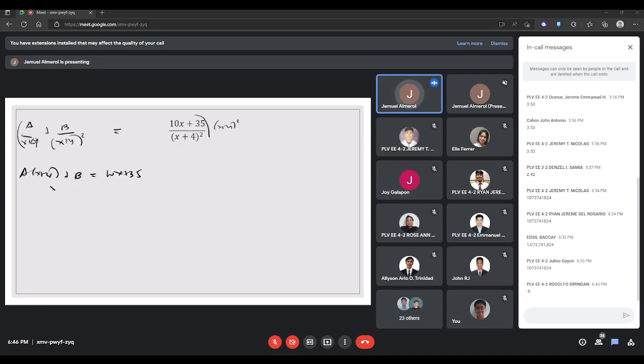So, isa lang yung root natin eh. When x equal to negative 4, this is 0. b would be equal to 10 times negative 4 plus 35. Therefore, b would be equal to negative 40 plus 35. b would be equal to negative 1. Okay? So, and then for a, substitute nyo lang. Or we can use the decomposition method.